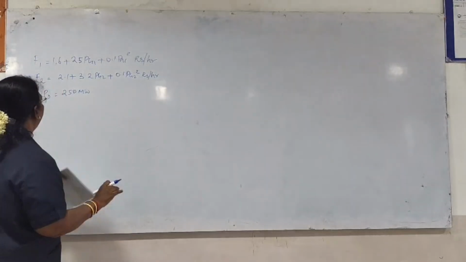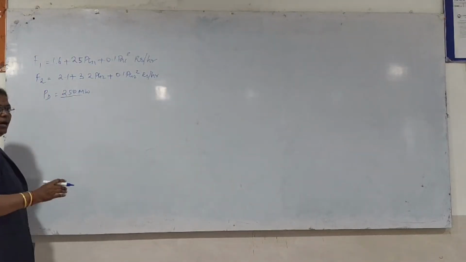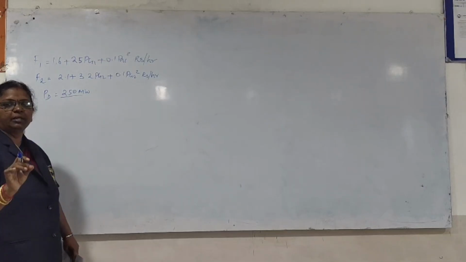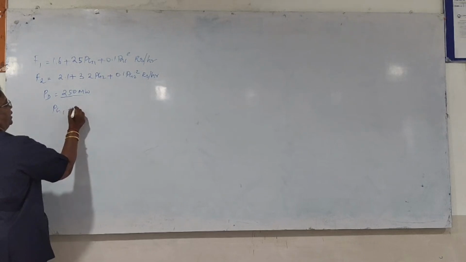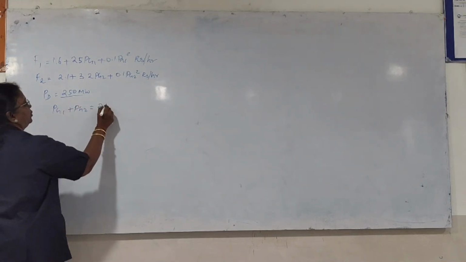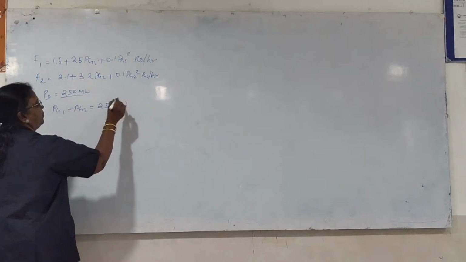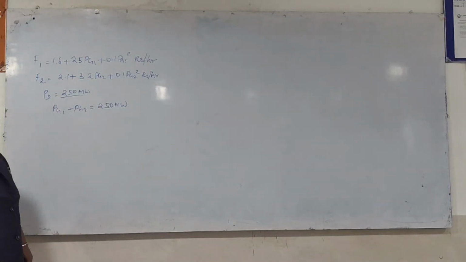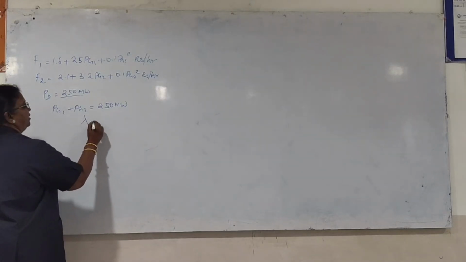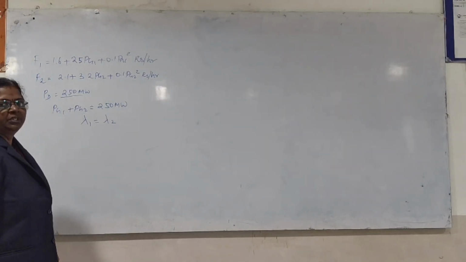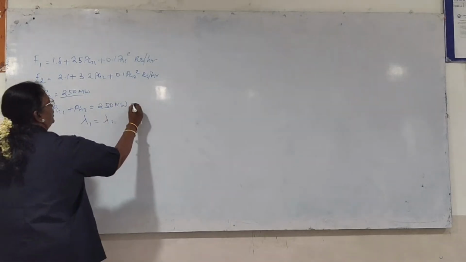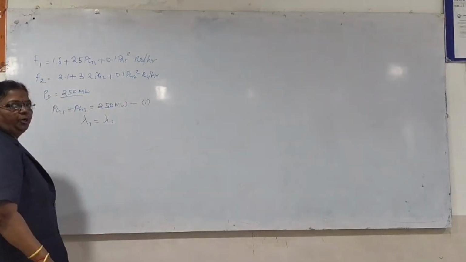So here this 250 megawatt is going to be supplied by 2 units. That is, Pg1 plus Pg2 together has to supply 250 megawatt. Now it's the lambda iteration method. So how to proceed further? We have to take lambda 1 equal to lambda 2. From this we have to arrive at the equation. Then using these 2 equations we have to solve the problem.